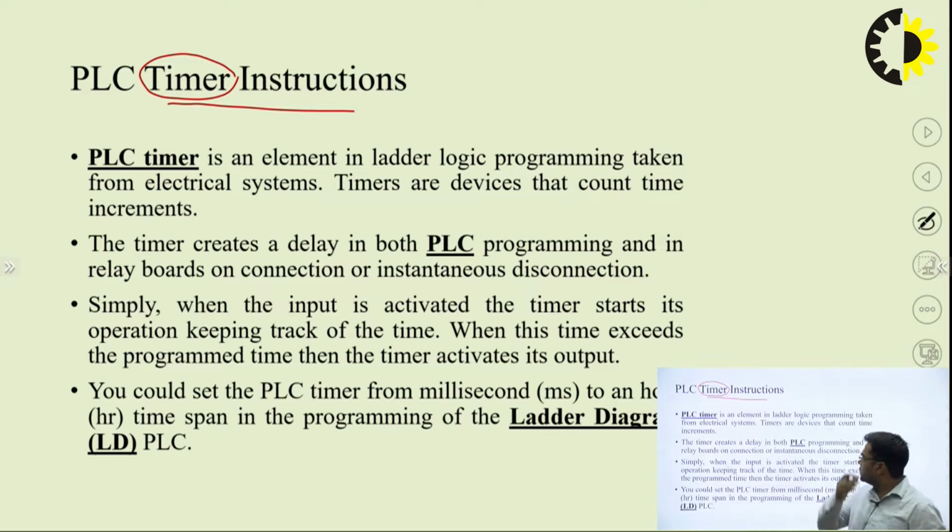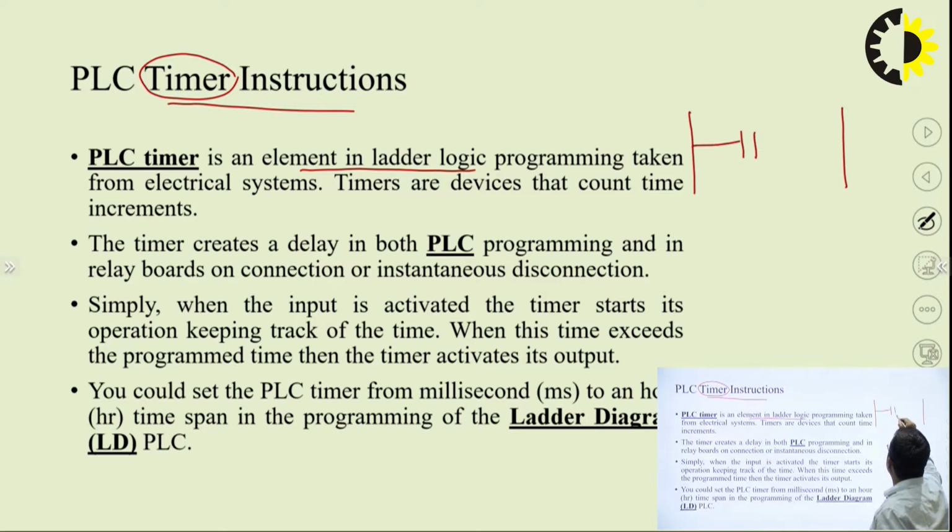So let's suppose this is the timer element in a ladder logic diagram. Ladder logic, everyone knows, is a very basic programming language, out of the 5 languages understood in the PLC. But ladder logic is the most used language in a PLC. It has two blocks: the rail, and the rung, where the program is written. This is the rung and this is called the rail.